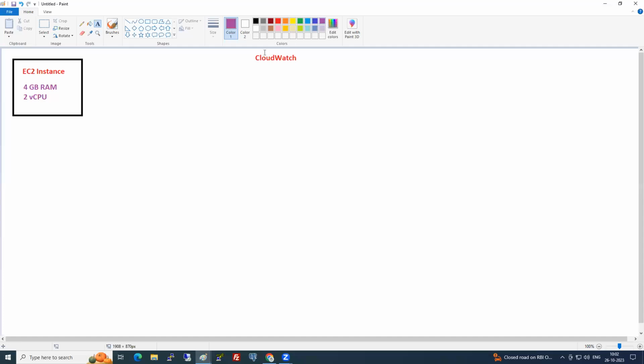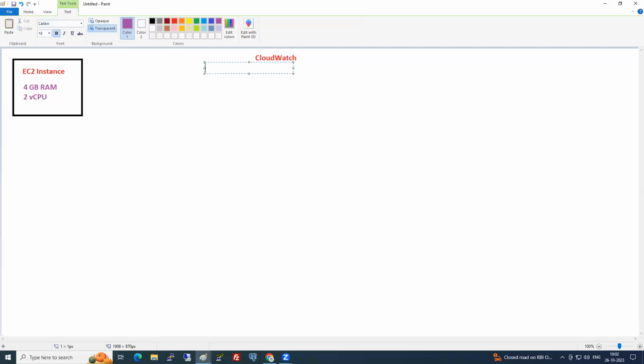So let's write it here. CloudWatch is used to monitor all AWS resources. What does it monitor? Can it monitor EC2? Can it monitor load balancers? Can it monitor S3? Can it monitor RDS, etc.? Everything it monitors.